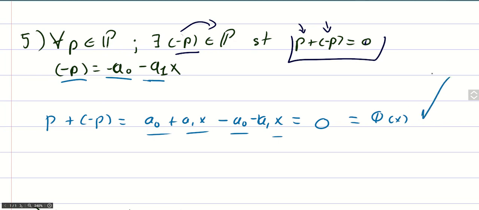And I forgot, this inverse satisfies the property that we are claiming here, but the point is that we need to show that this is an element of P, and it is, because each of these coefficients are real numbers, so they are elements of this set P.